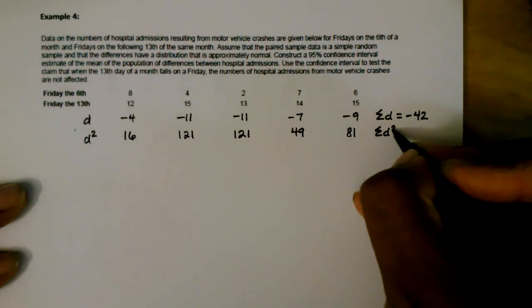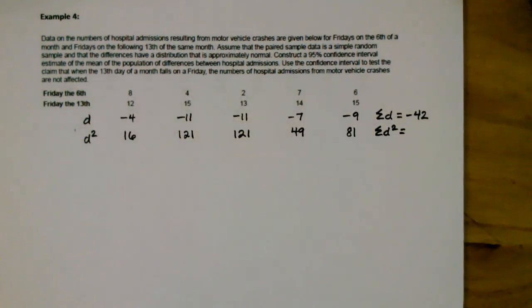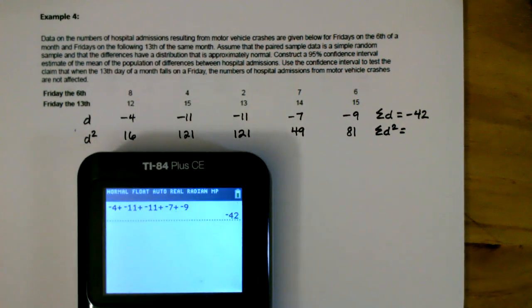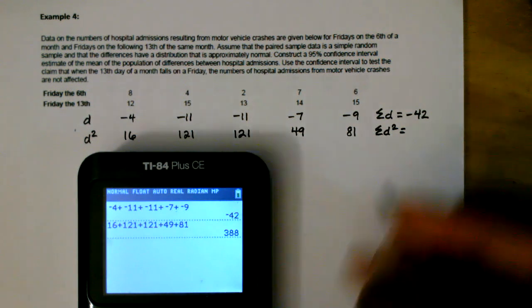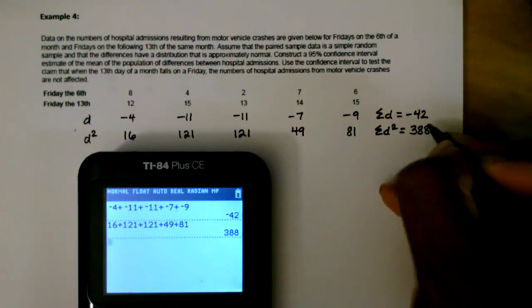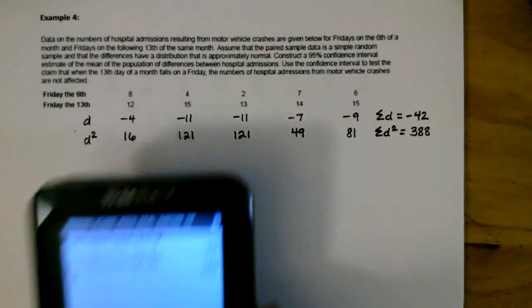So this would be the sum of D squares. I just add each of those individual D squared values. So this would be 16 plus 121 plus 121 plus 49 plus 81. This will be 388. So the sum of your D squares is 388.